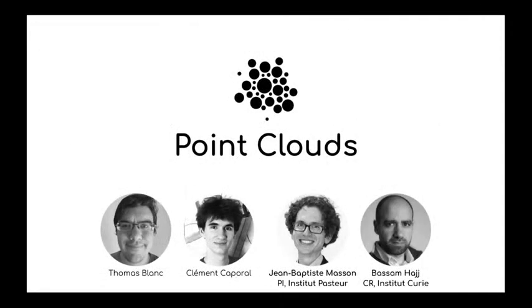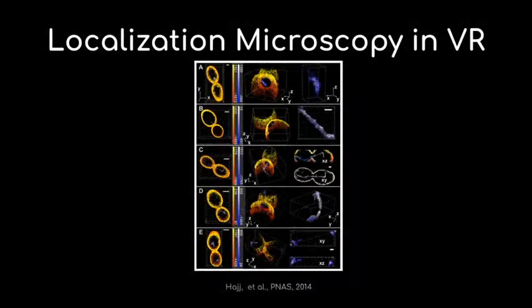The first data type that we will look at are point clouds. On the slide, you see the main contributors to this project in addition to myself. Localization microscopy is synonymous with point clouds. It involves, as many of you know, detecting individual emissions of fluorescing molecules, in so doing allowing us to beat the optical diffraction limit and observe nanoscopic structures.